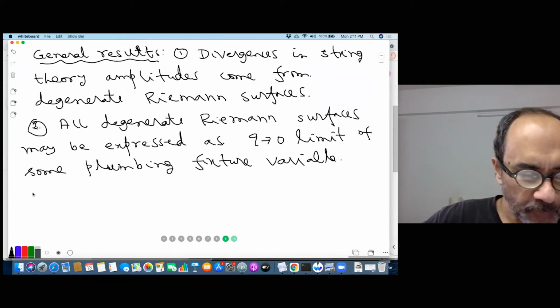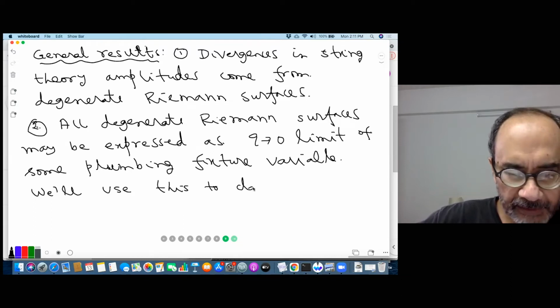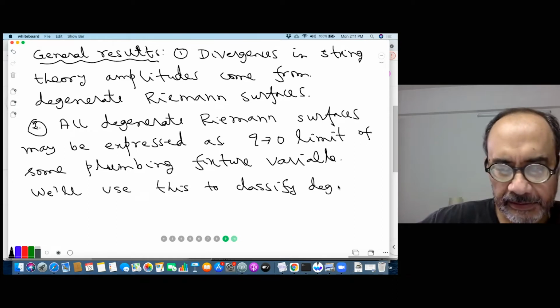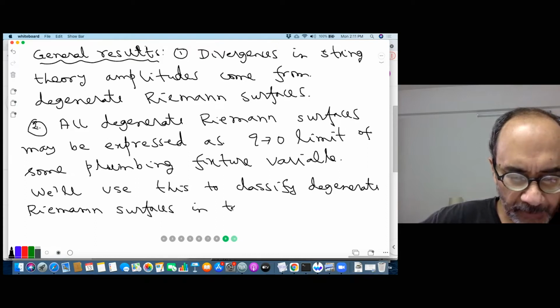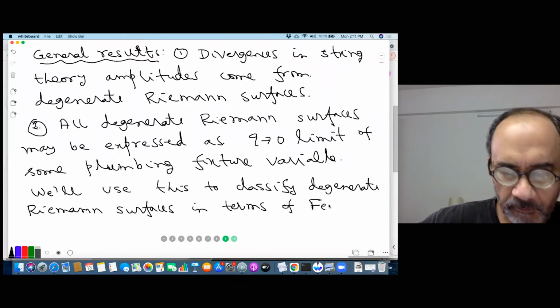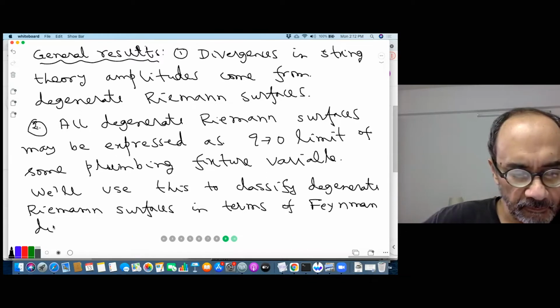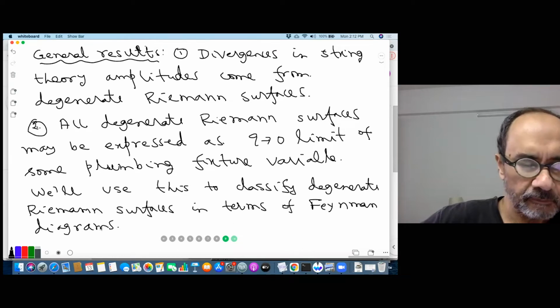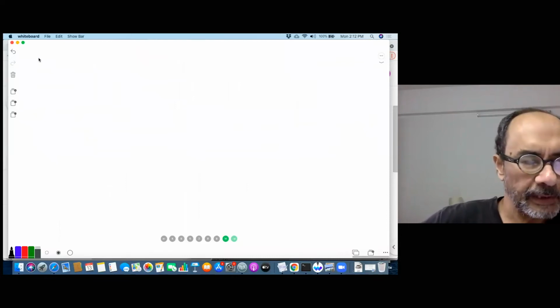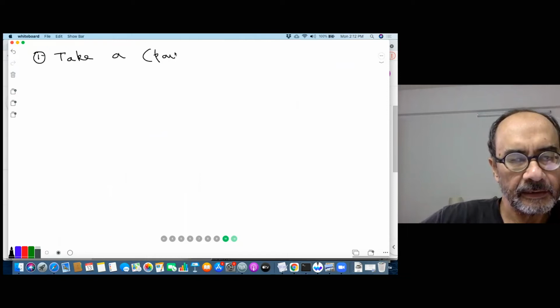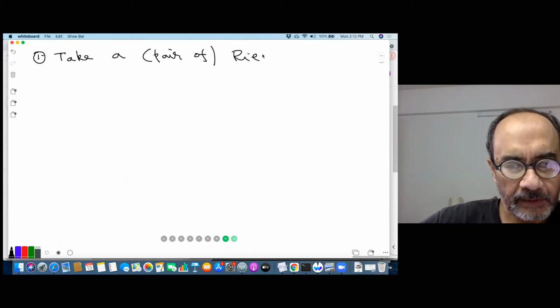So now what we are going to do is to use this to classify degenerate Riemann surfaces in terms of Feynman diagrams. And we will see how it works. Okay, so first we take a pair of Riemann surfaces.